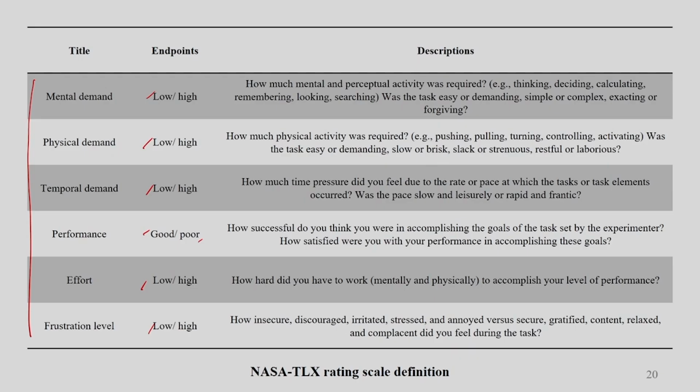Now, coming to physical demand, it talks about how much physical activity was required. So, was that particular task easy or demanding, slow or very fast, slack or strenuous, restful or laborious. So, you need to understand for all these things you need to give a rating. For temporal, how much time pressure did you feel due to the rate or pace at which the task or task elements needed to be carried out or occurred?